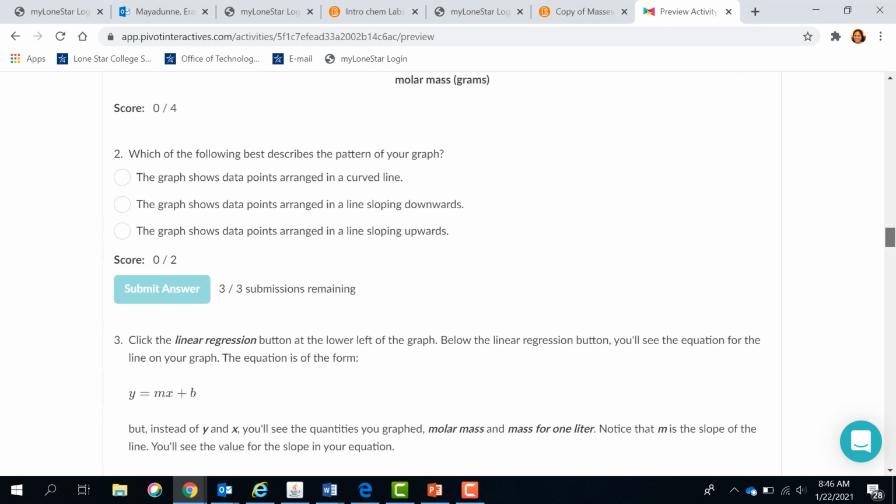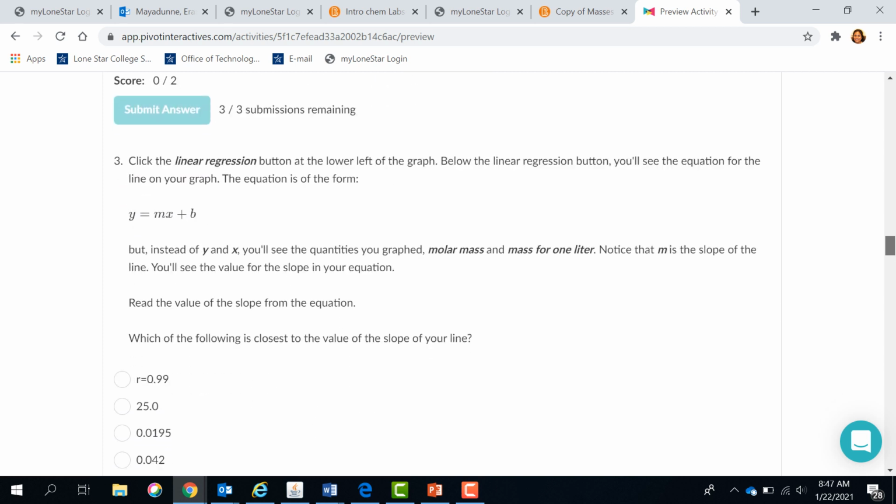So their first question is, which of the following describes the pattern? And then I wanted to show some items. Click the linear regression button lower at the left of the graph. Below the linear regression, you will see the equation, so y equals mx plus c. But instead of y and x, you will see the quantities you graphed, molar mass and mass per 1 liter.